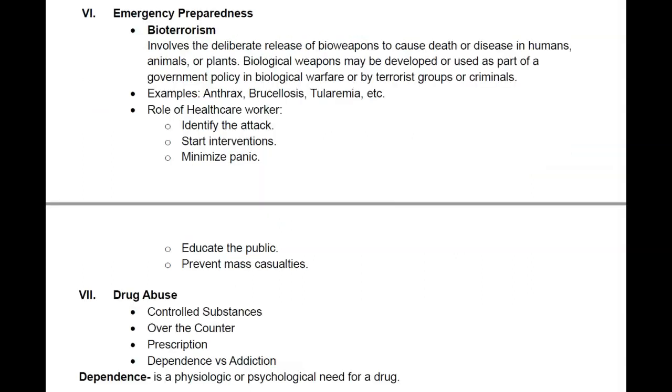Emergency preparedness. Let's talk about bioterrorism. What's bioterrorism? Well, it involves a deliberate, purposeful release of bioweapons to cause death or disease in humans, animals, or plants. So they use biological weapons, which may be developed or also part of a government policy in biological warfare. It's usually by terrorist groups or criminals. Examples of those, and I'm sure you've heard it in the past: anthrax was used for bioterrorism, brucellosis, tularemia. Those are examples of pathogens that they use as a bioweapon.